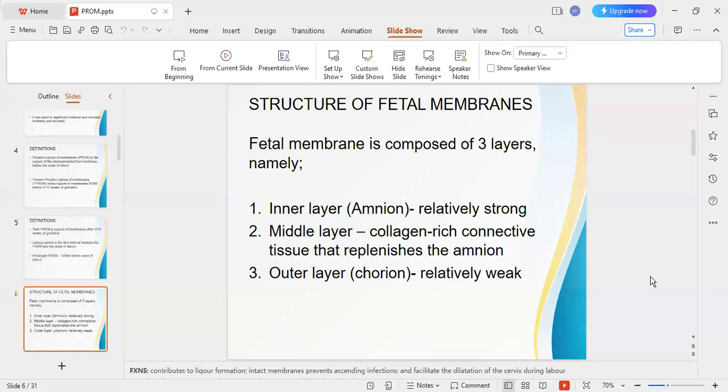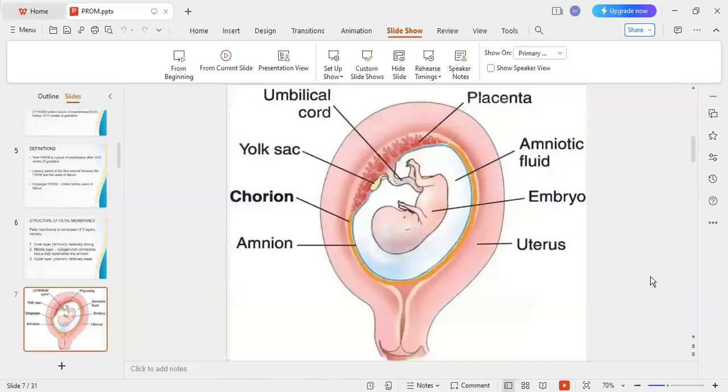So we have the fetal membranes. These fetal membranes are in 3 layers. They are made up of an inner layer called the amnion, which is relatively very strong, a middle layer, which is collagen rich, and it also replenishes the amnion. And we have the outer layer, which is the chorion, relatively weak. This fetal membrane protects the fetus from infections, but also plays a role in cervical dilatation when it comes to labor. So this is just an illustration of these membranes.